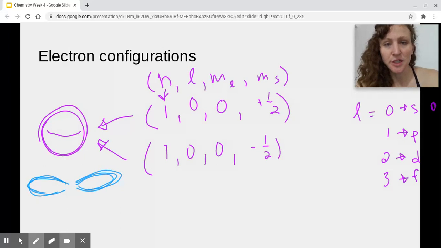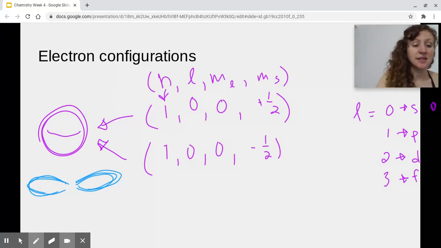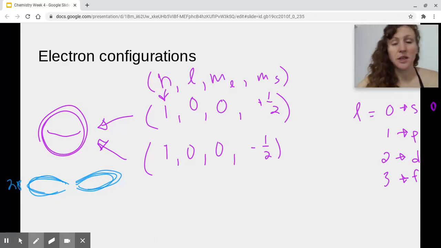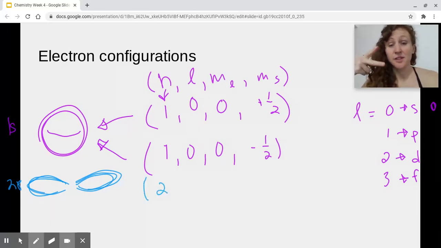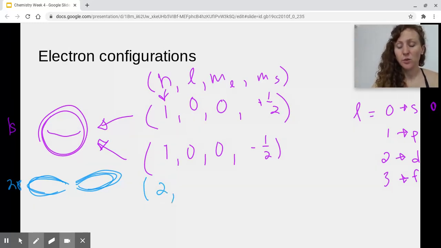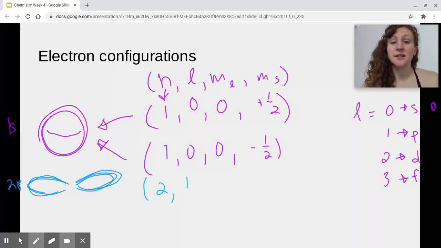So this would be a good time to pause the video and see if you can predict the quantum numbers for an electron that exists inside the 2p orbital. Okay, so the N is going to be 2, since it's a 2p orbital, it's in the second energy level. The L would be a 1, since it's the dumbbell shape and not the S shape.